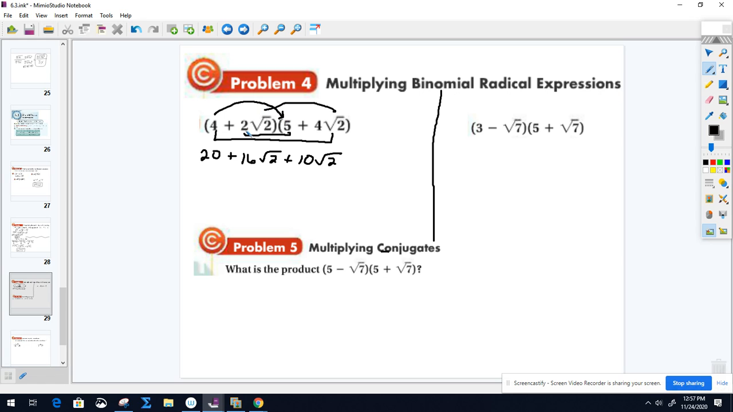Here, I get 2 times 4, which is 8, and then square root of 2 times square root of 2, which is just 2, right? It's the square root of 4. Square root of 2 times square root of 2 is the square root of 4, which is just 2.